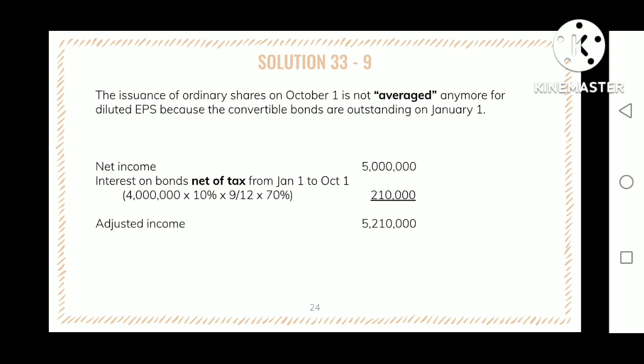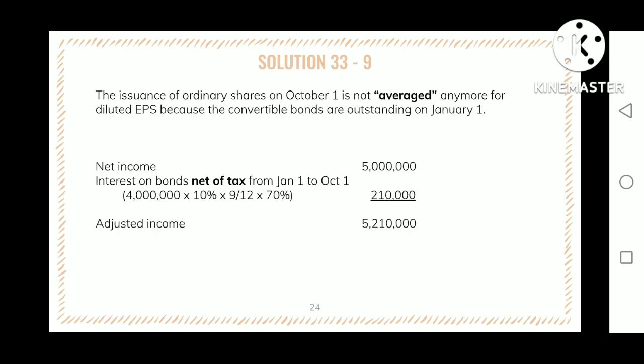Always remember that when it comes to convertible bonds payable in diluted earnings per share, the net income is adjusted by adding back the interest expense on the bonds payable net of tax. And the ordinary shares outstanding is increased by the number of ordinary shares that would have been issued upon conversion of the bonds payable. So, in our solution, we adjusted the net income. We added the interest on bonds net of tax.